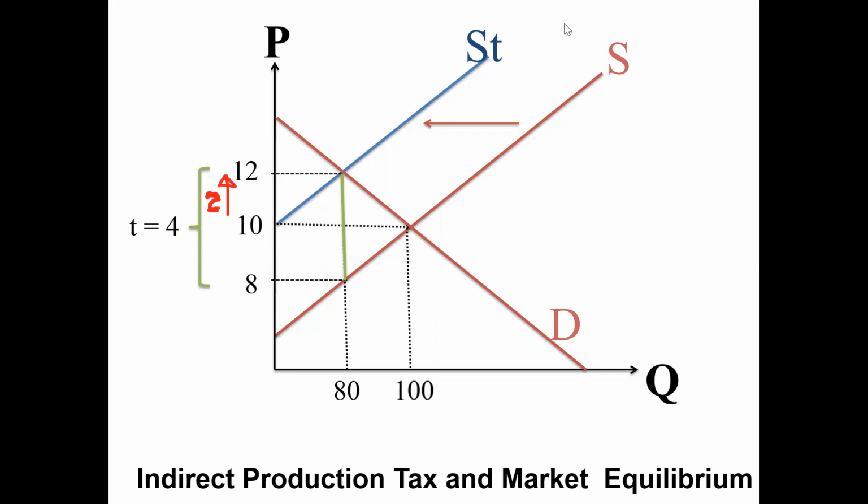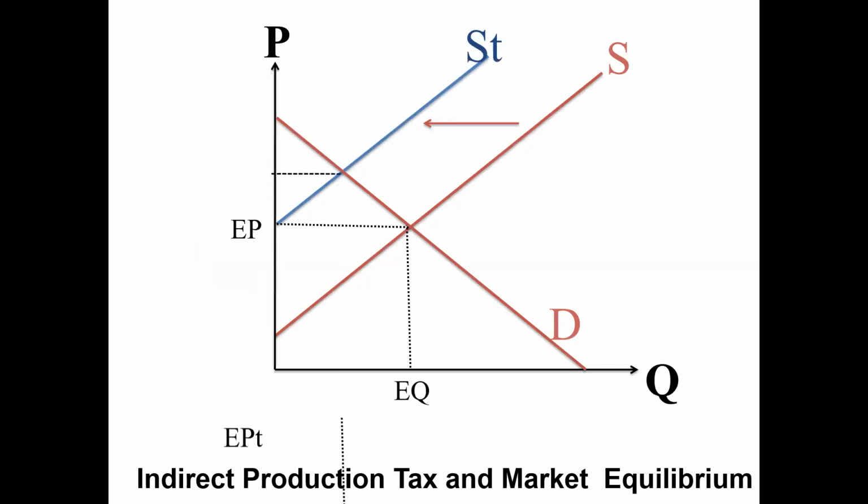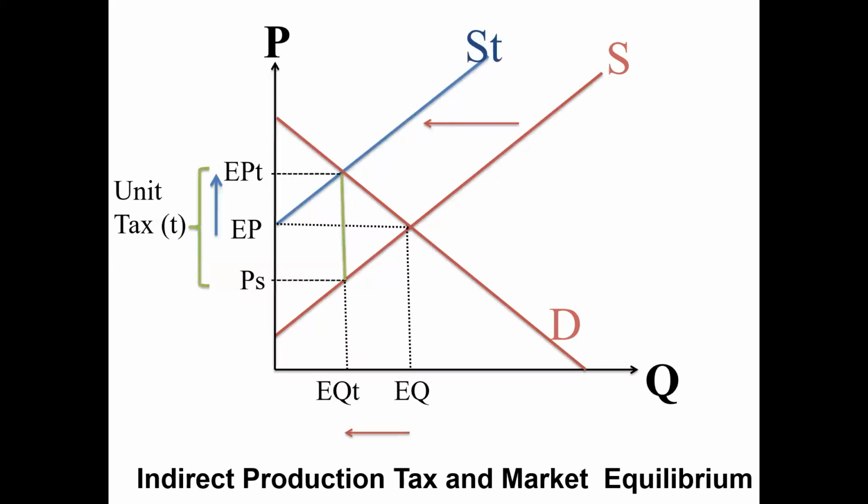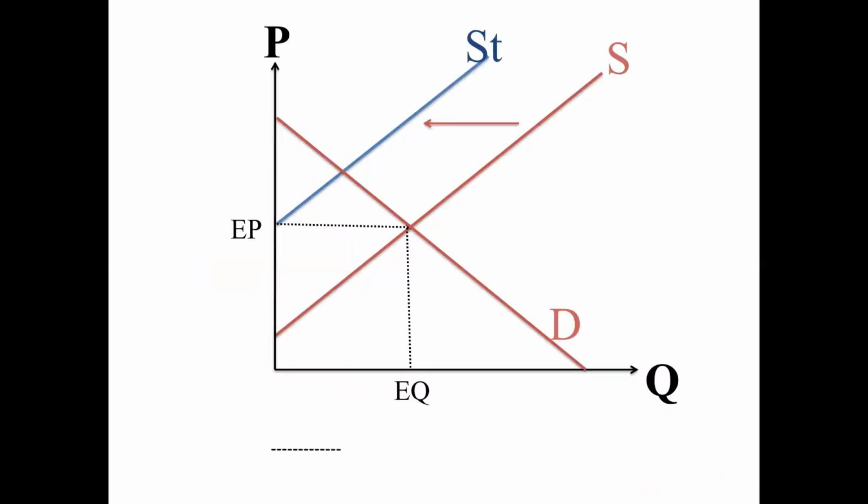So remember well, when a tax is charged, production tax is charged, right? Finally, part of the tax is paid by the consumer and part of the tax is paid by the producer. We call this tax incidence. So therefore, this is the tax incidence.